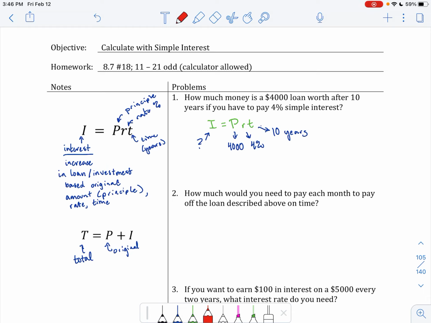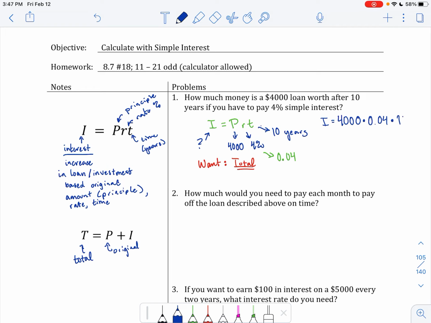And I will also make the note that we want the total. So we're going to have to remember that in our final answer, we need to add the 2 numbers together, the principal plus the interest, to get our final answer. Now, an important thing to note here is that when we plug into our formula, so I is equal to 4,000, when I multiply by the rate, I'm turning it into a decimal. So here, 4% is going to become 0.04 as a decimal so that we can put it into our calculator easier.